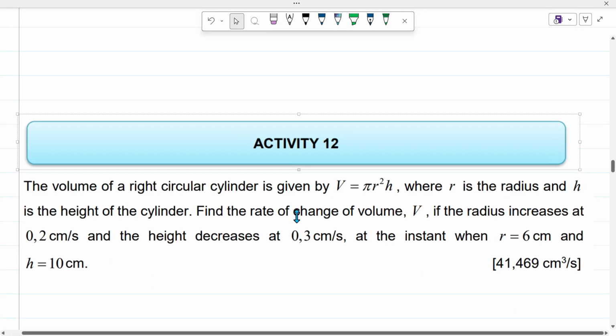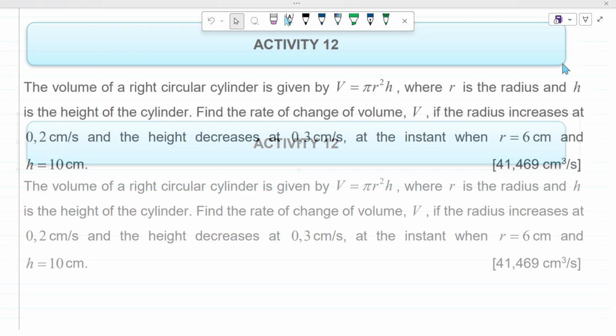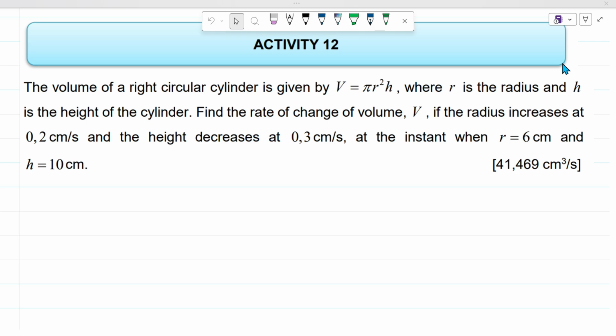Under activity 12, we are given that the volume of a right circular cylinder is given by V equals pi r squared h, where r is the radius and h is the height of the cylinder. Find the rate of change of volume. So that means we should apply our rate of change formulas. If the radius increases at a rate, so r is increasing at that rate, and the height decreases at that rate, when r equals 6 and h equals 10 centimeters.